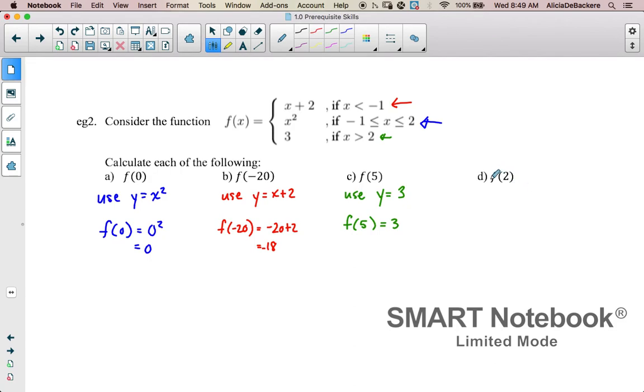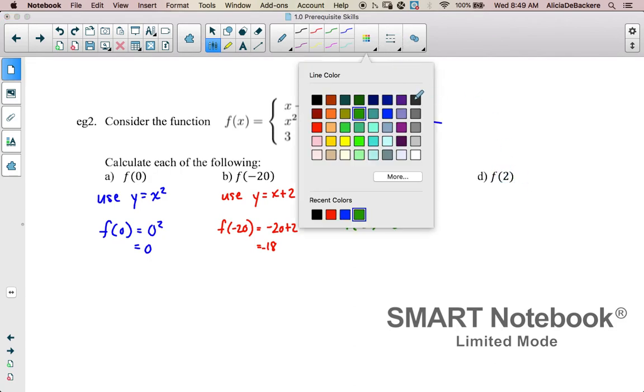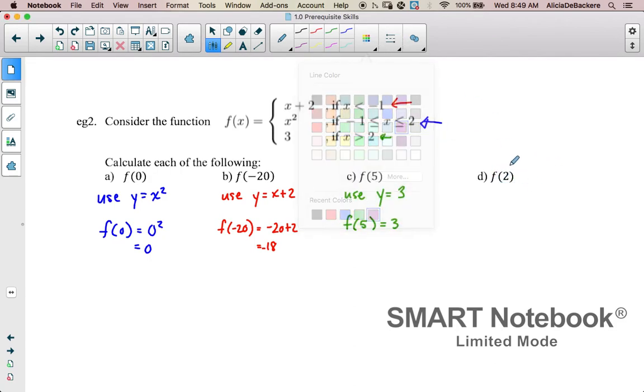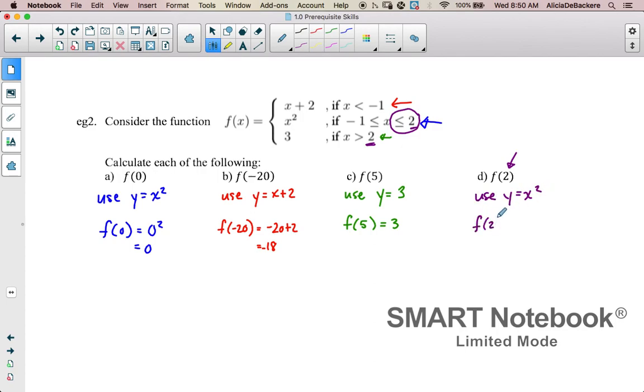Now the last one is a little bit trickier here. We've got x is 2. Now x is 2 is tricky because I see a 2 here and I see a 2 here. So which one am I in? Well, this one here says I have to be strictly greater than 2, not equal to. I need this guy here because he can be equal to 2 as well. So I'm going to use y equals x squared, and f of 2 is 2 squared, or 4.